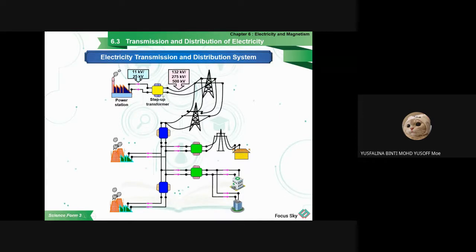The voltage will be stepped up from 11 kilovolt to 132 kilovolt, or 275 kilovolt, or 500 kilovolt. After that, it will be transferred to the national grid network, which consists of pylons and quite a long wire. And I told you before that if the current flows for quite some time, the wire will become hot. That means the energy will be lost as heat energy.